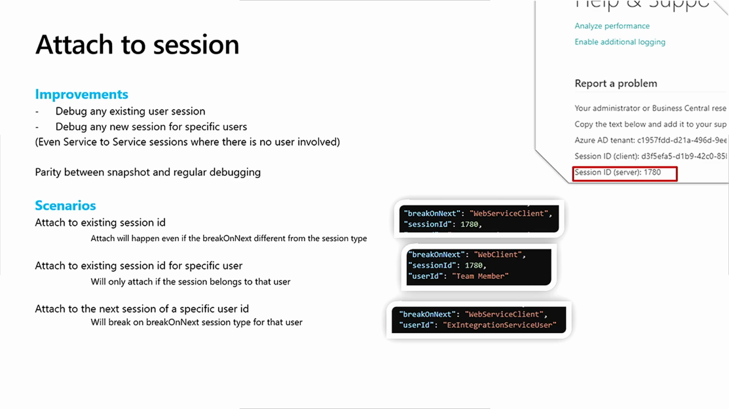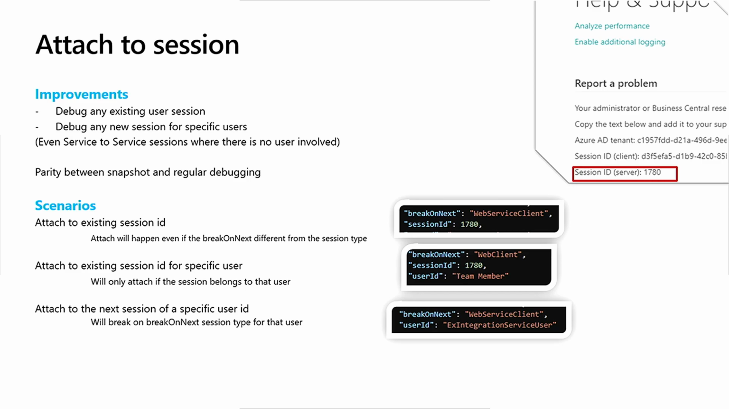You can also attach to an existing session for a specific user. In this case, you specify again the session ID, and you specify the user you want to debug the session for, so the owner of that session. If that user turns out to not be the owner of that session, then that debug request will fail.